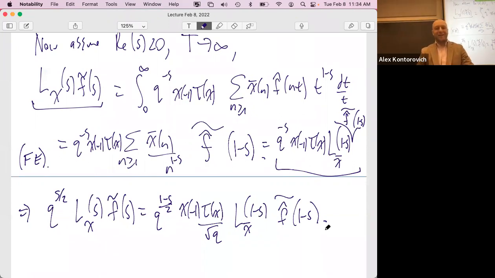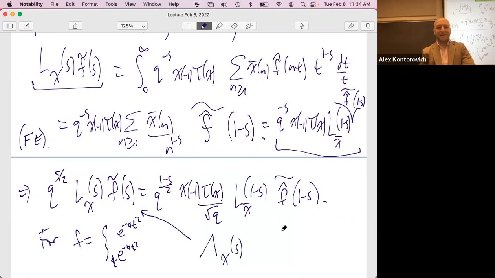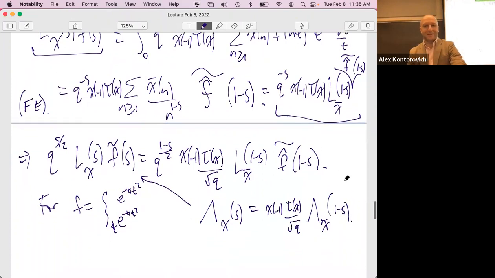Yes, exactly. In the case of f equal to either e to the minus pi t squared or e to the minus pi t squared times t, to make it even or odd, this thing is called the completed L chi of s. And this thing with the q, but not with these factors. So we get an equation like this. This is chi of -1 tau of chi over root q times the L function of chi bar at 1 minus s times the completed L function of chi bar at 1 minus s.